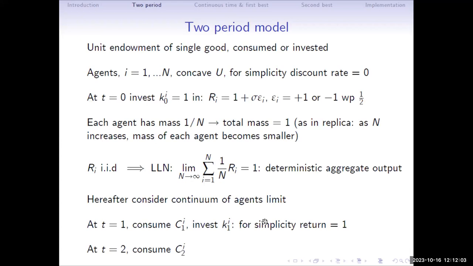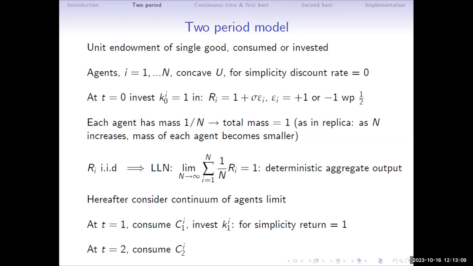So in the two-period model, you have N agents. They have concave utility, and for simplicity, they have zero discount rate. And each one of them can invest. There is only one good in this economy, let's say it's rice. You can either consume it or invest it. If you invest it at time zero, then at time one, it's going to give you some more good. If you invest one unit at time zero, at time one you're going to get one plus sigma or one minus sigma. So there's a risky return on this asset. We look at the limit case in which each one of them is small, and in the aggregate in the economy there is no aggregate risk. All the outputs from the different projects are independent from one another.